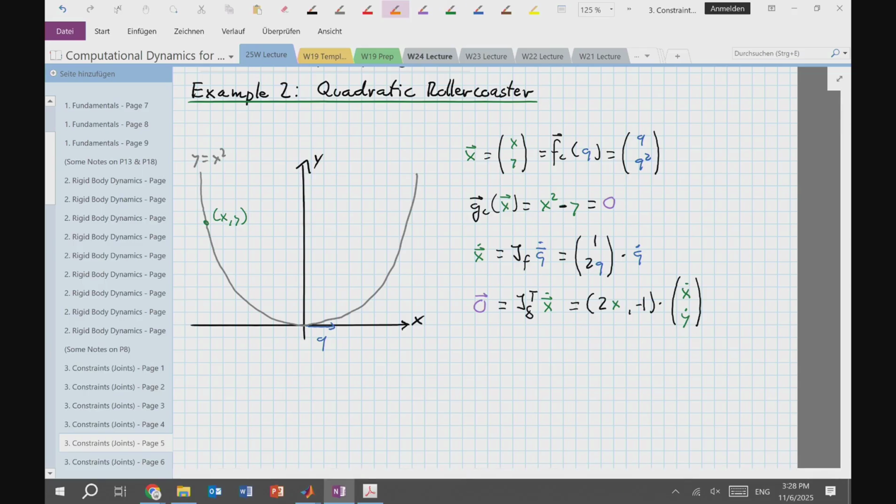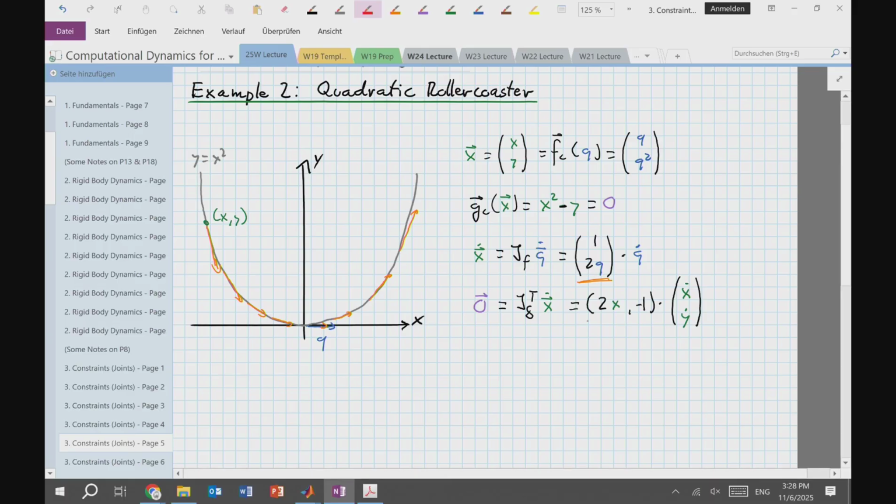And now I can try to visualize this. So this guy always points 1 in the x direction and 2q in the y direction. And if you know a parabola, its slope is always 2x. So what I get here are arrows pointing nicely along the slope. Those are the directions of motion. This is visualizing these directions as a function of q.